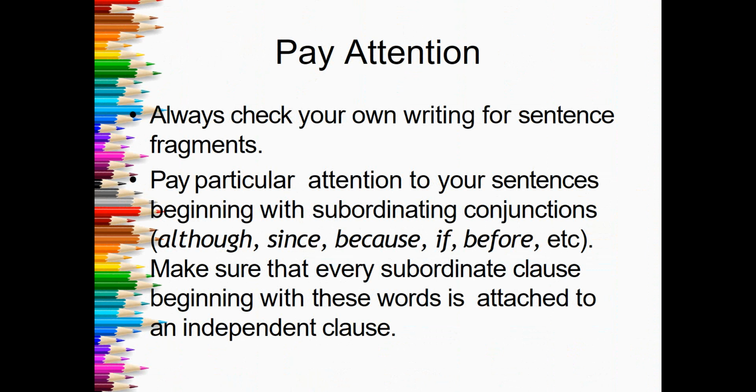So once again, you have to check your writing and focus on sentence fragments. If you find subordinating conjunctions like although, since, because, if, before, and so on, we have to make sure that every subordinate clause is attached to an independent clause. Then we can make it complete. A sentence cannot consist of only a phrase or only one dependent clause. You have to make it complete by adding a verb and a subject.